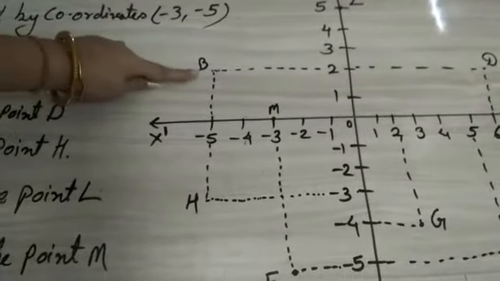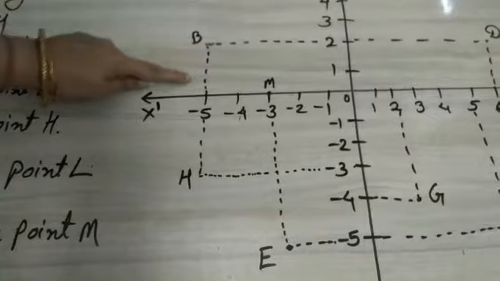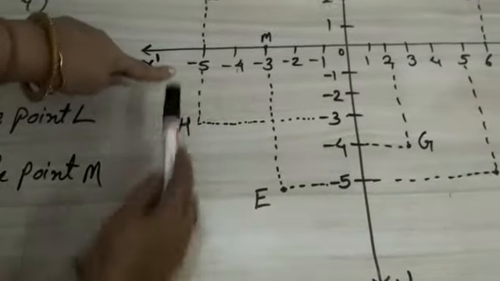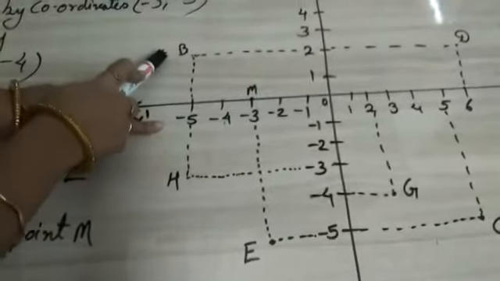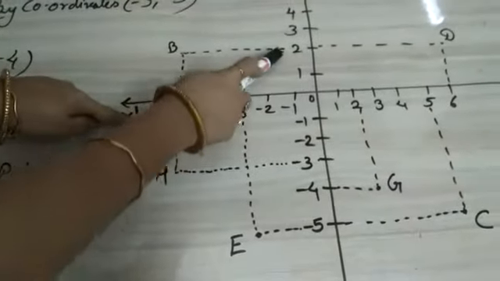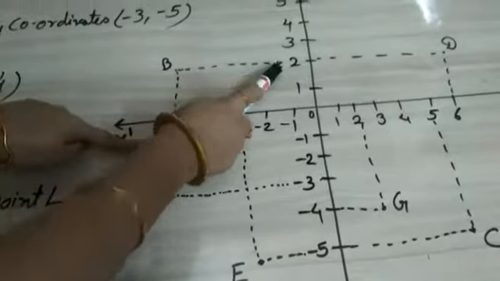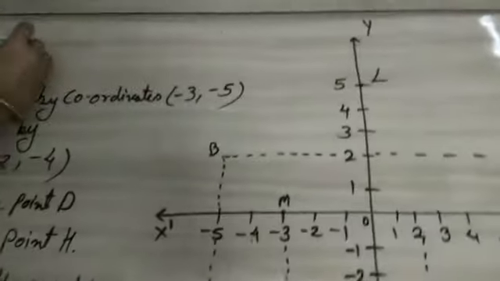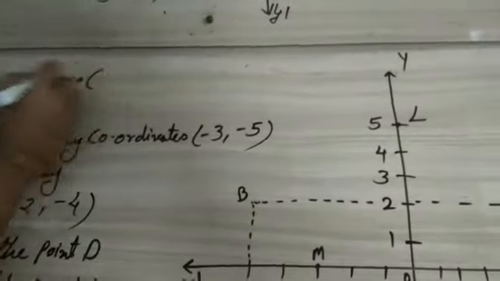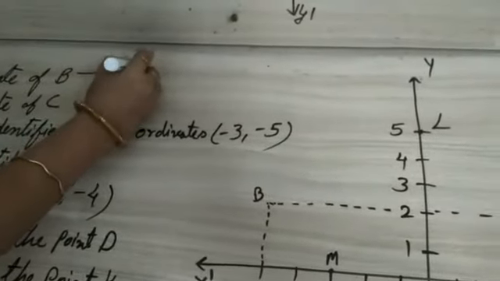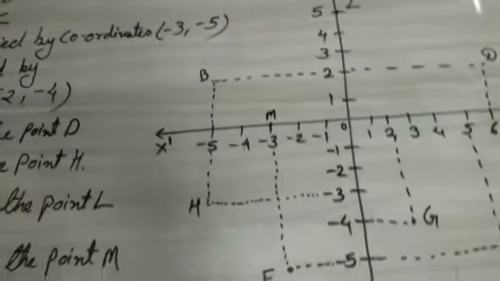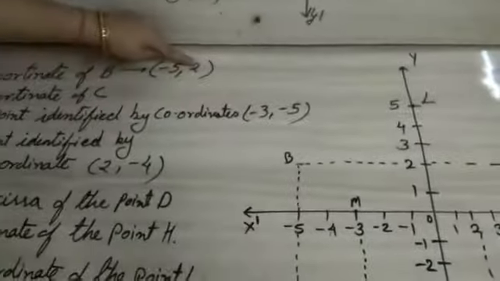For B, first we will go to the x-axis. The x-axis value is coming minus 5, and then from B only we will move to y. See, where is y coming? 2. So what will the coordinate become? Our solution will become minus 5 comma 2. The value of x-axis will come first and then y.